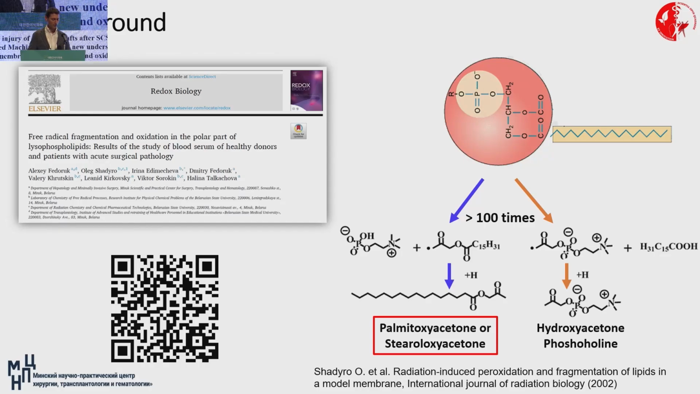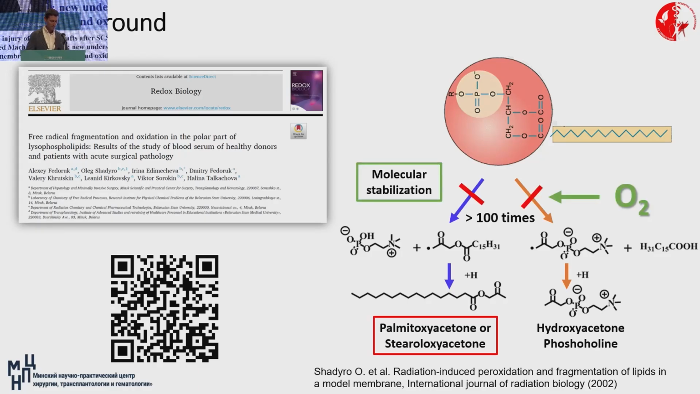The molecule further destroys homogeneously in two directions with different speed, which leads to formation of two main products, palmitoxacetin and steroloxacetin. The whole process of this lysophospholipid fragmentation has been described in detail in our previous paper that was published last year. But a more interesting thing was previously discovered in vitro: all this process of fragmentation of lysophospholipids can be suppressed by oxygen. And normoxia leads to modification of the molecular structure without its destruction.